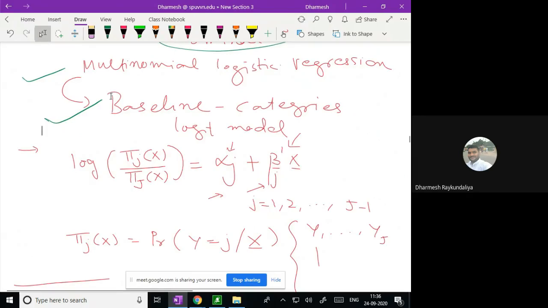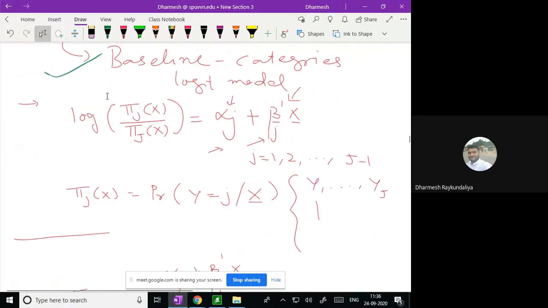How will you give the form of the baseline category logit models? It is log of pi j x upon pi capital J, where j is small, equal to alpha j plus beta j transpose x. Because we have capital J categories and we are keeping the last category as the reference category, we have J minus 1 logit equations. And what is pi j? Pi j is nothing but the probability that y falls into the j category given a value of the set of covariates.